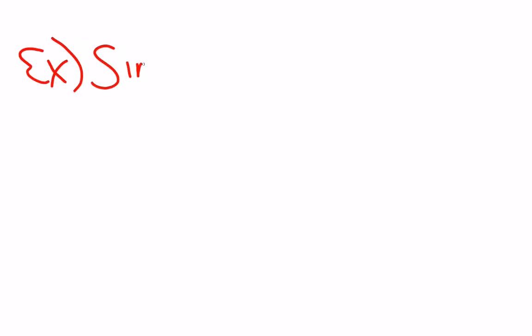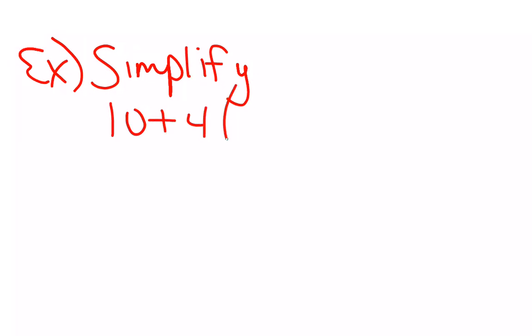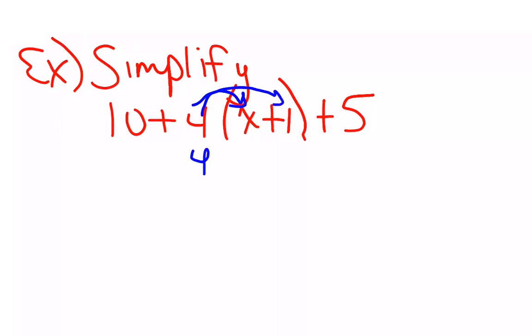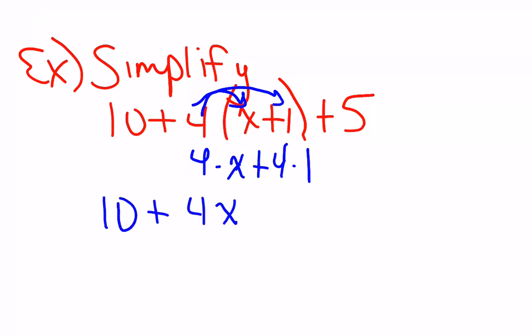Next example says simplify 10 plus 4 times the quantity x plus 1 plus 5. So we see those parentheses. Hopefully we're noticing that it's a distributive property right there. 4 times the x and the 4 times the 1. So the 10's hanging out there. 4 times x is 4x. 4 times 1 is 4. And the 5 is going to stay hanging out there.